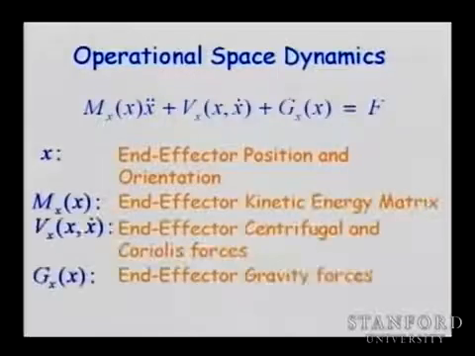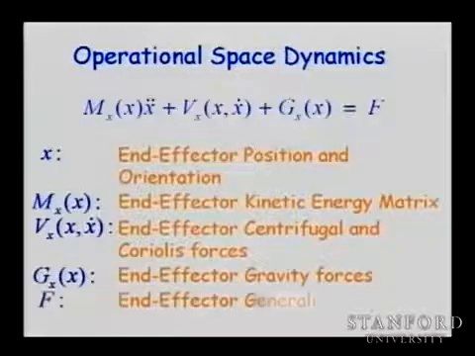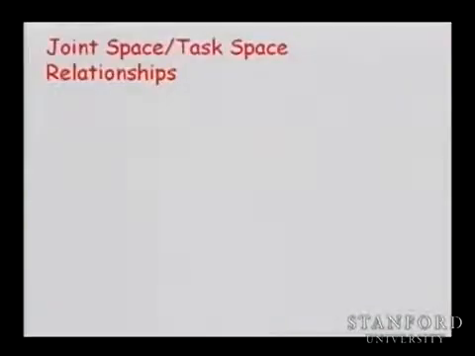So these are the definitions. Basically, everything is the same, except that now it is related to your task. Okay? So the relationship between these dynamics, the mass matrix M of inertial properties at the joints, and the mass matrix at the end effector. How can we establish those relationships?